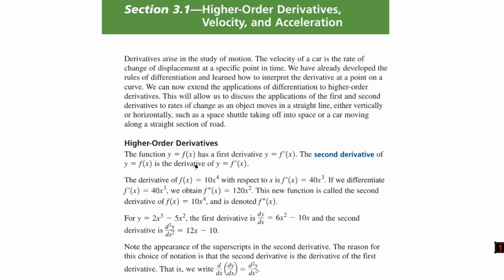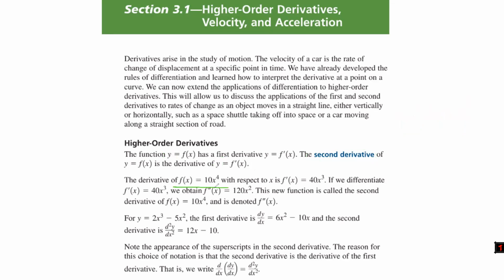So, high order derivatives. The function y equals f of x has a first derivative y equals f prime of x. The second derivative of y equals f of x is the derivative of y equals f prime of x. It's pretty messy, but they say the second derivative of y would be the derivative of f prime of x. Basically, you take the derivative of this, and you take the derivative of this. It's weird why they mention y both here and here, because we know it shouldn't be the same. But you got the idea, right? We discovered it at the beginning.